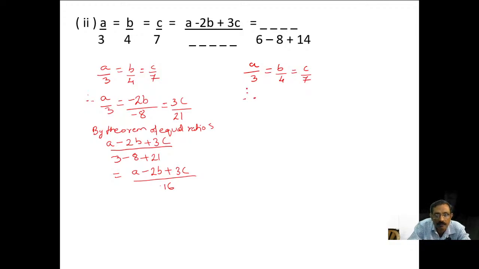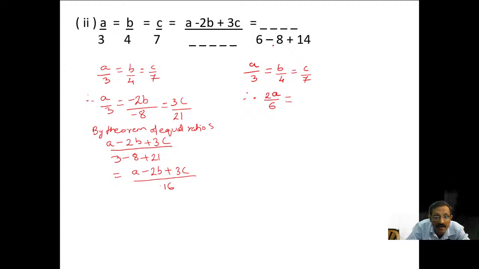Therefore, now here we want 6. To get this into 6, we multiply this by what? 2. So similarly, what we are doing here, we have to do it over here. So we multiply it by 2 to get this 6 over here. So we take this as 2 3s are 6. Similarly, you have to multiply this by 2, you get 2a, which is equal.